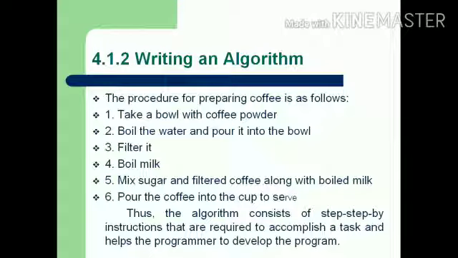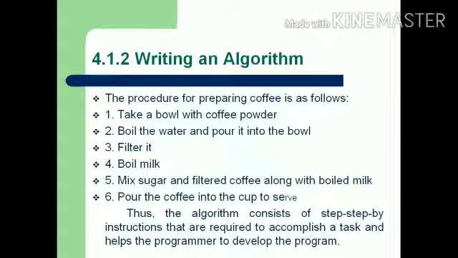What are we going to do with these inputs? First, take a bowl with coffee powder. In this step we are using two inputs. Number one, bowl and coffee powder. Step number two, boil the water and pour it into the bowl. The third input is used in the second step, the water. We are boiling the water and pouring it into the bowl.